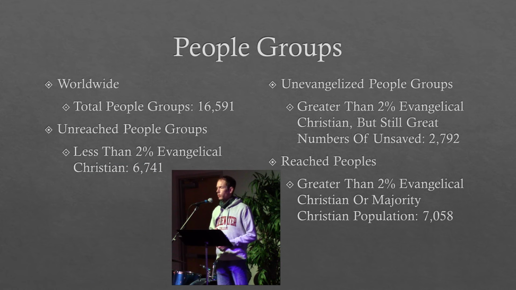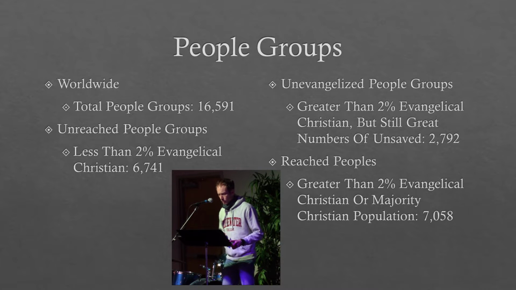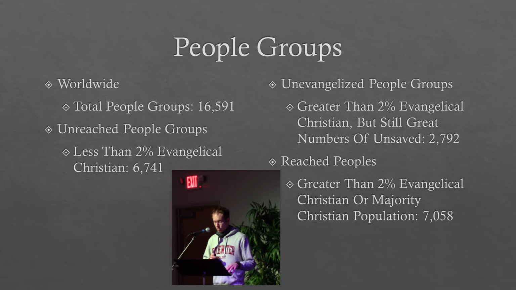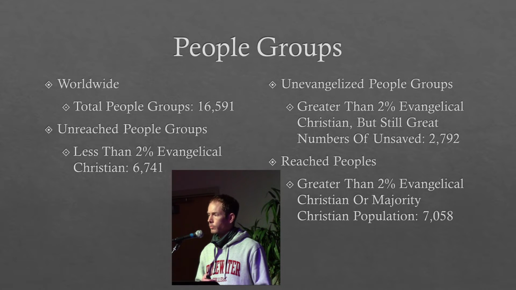People groups. So going back to last week when I talked to you guys about the scripture where Jesus says that the gospel would be preached to all the nations of the world, and then the end would come and he would return. The word in the Greek there is ethnos, which is ethnic people groups. And there have been some really amazing Christians in the world that have done a lot of research, and all this information is available freely on the internet. But worldwide, there are a total of 16,591 people groups. Unreached people groups, which would be less than 2% evangelical Christian, there's still 6,741 unreached people groups.